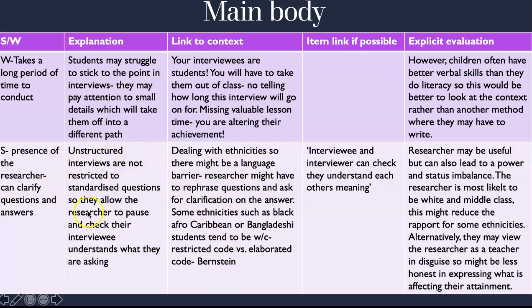Of course, unstructured interviews are going to be brilliant here because the interviewer can check that actually that person, that student, understands the question that they're asking. They might also say something and the researcher doesn't quite understand, so they can clarify that. Also, some ethnicities such as Black Afro-Caribbean or Bangladeshi students tend to be working class, so you're going to need to talk about the restricted code and the elaborated code. The researcher is going to have that elaborated code, the student's going to have restricted, so explain that.